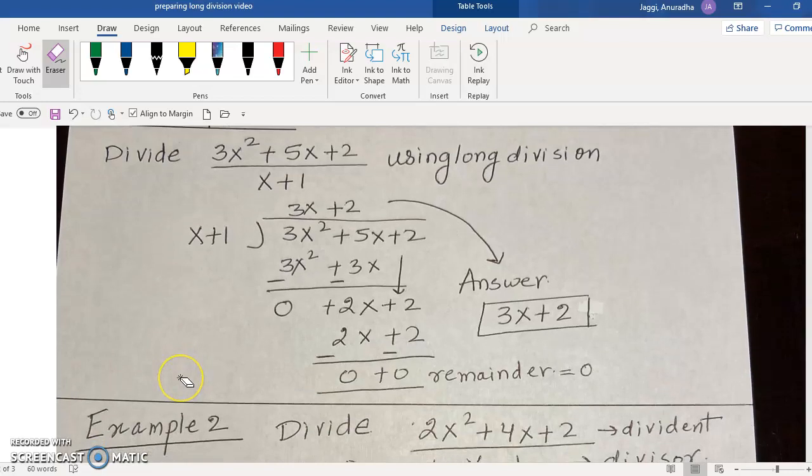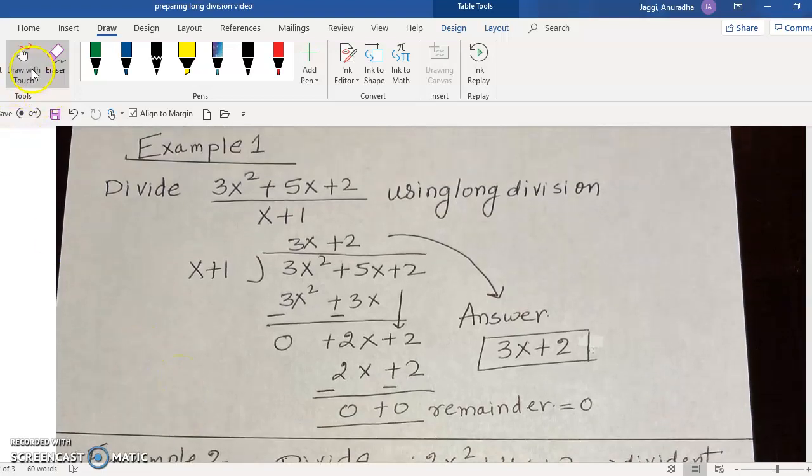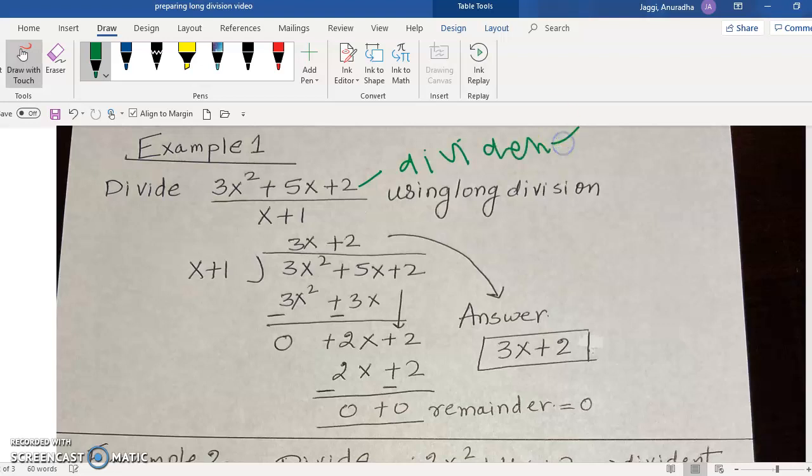Okay, so I'm dividing here a polynomial which is a trinomial, 1, 2, 3 terms, and I'm dividing it by a binomial which is x plus 1. The one above, as we discussed before, is called the dividend that goes under the roof here, and then the one below is called the divisor that comes over here.